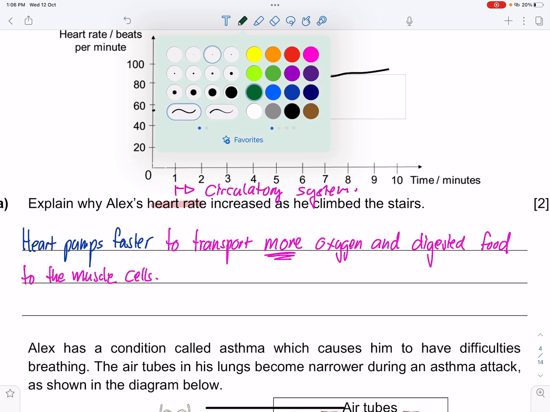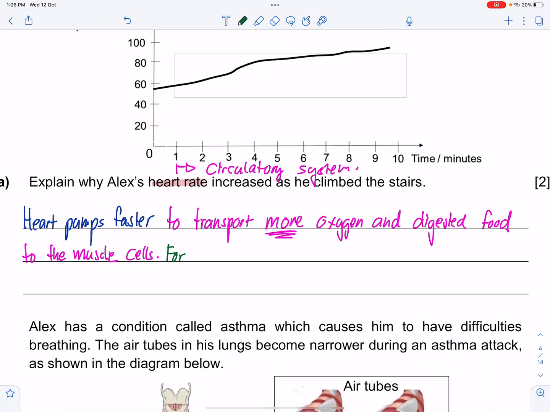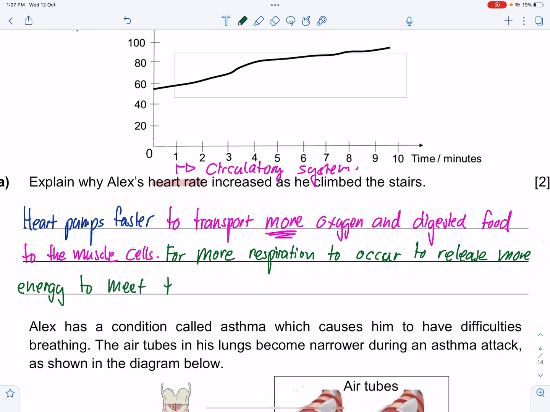Now, why do you want that? So you want that in order to what? For more or increased rate of respiration to occur to release more energy to meet the increased energy demands of climbing stairs.